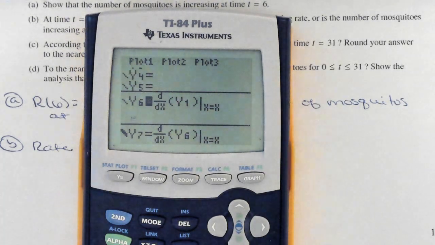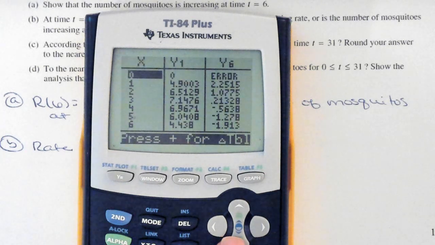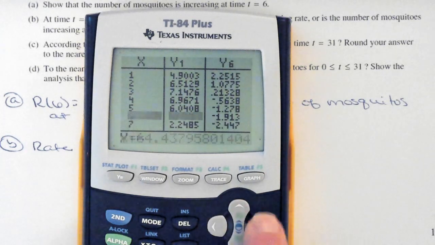You're so close. I'm not asking if it's speeding up or slowing down. I'm asking about the number of mosquitoes at t equals 6. Okay, I'm going to go in there and you just tell me. So here's times 6.